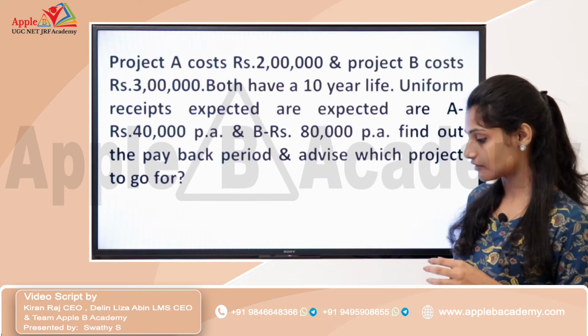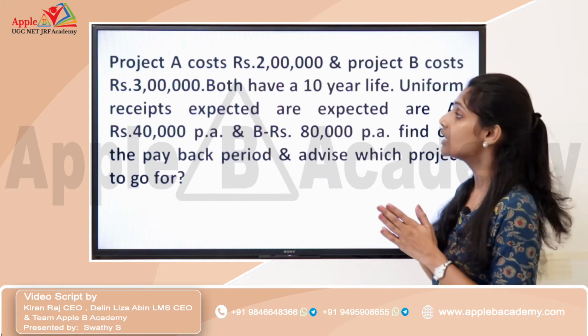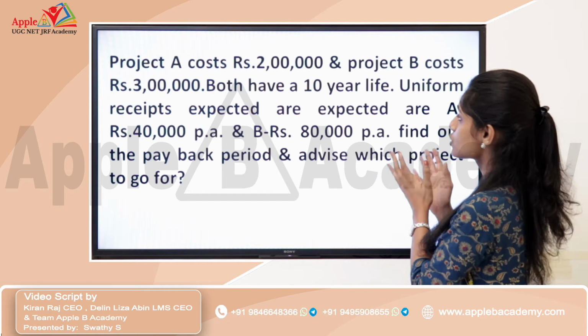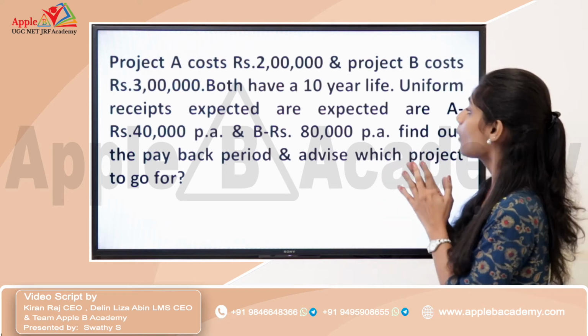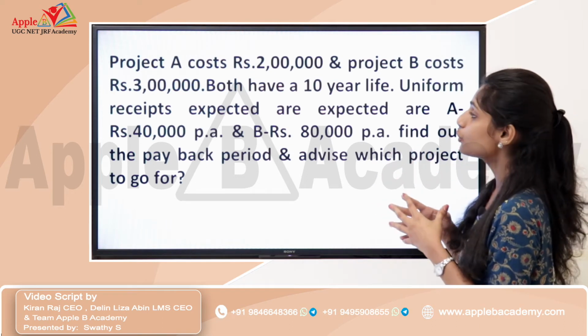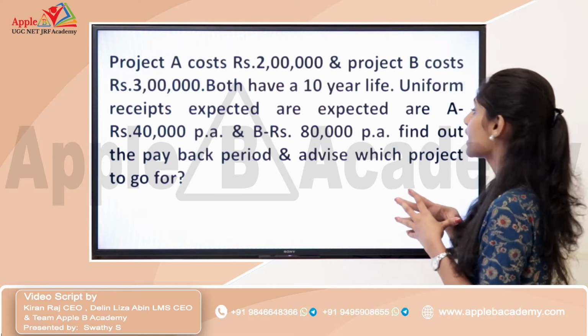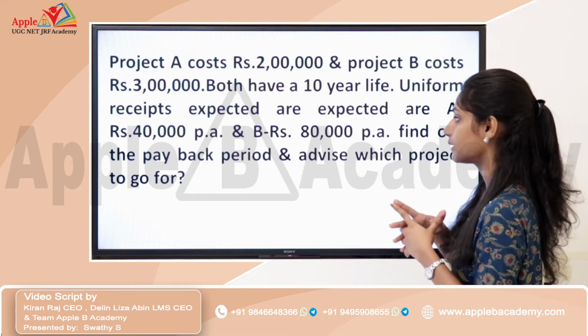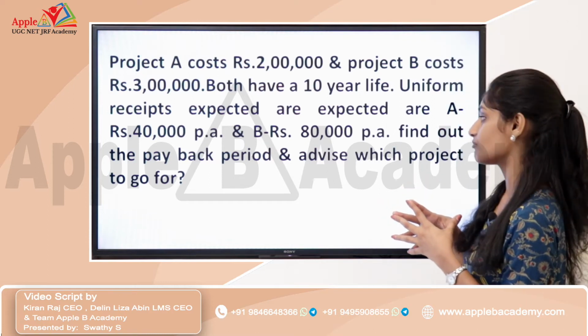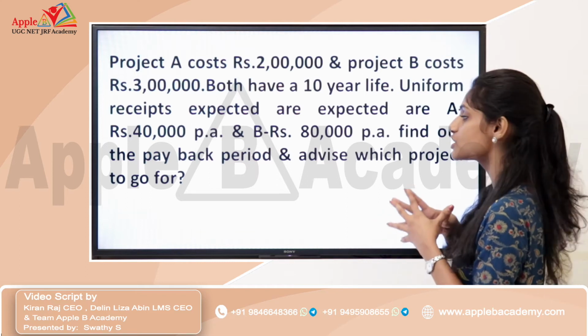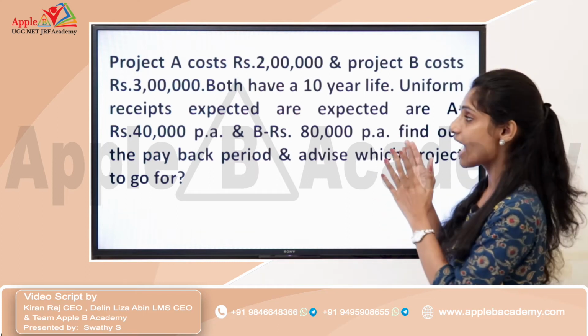See, I will just give you an example to make it more clear. Here project A costs rupees 2 lakh and project B costs 3 lakh. Both have a 10-year life. Uniform receipts expected are A rupees 40,000 per annum and B 80,000 per annum. Find the payback period and advise which project to go for. Here we have two projects.